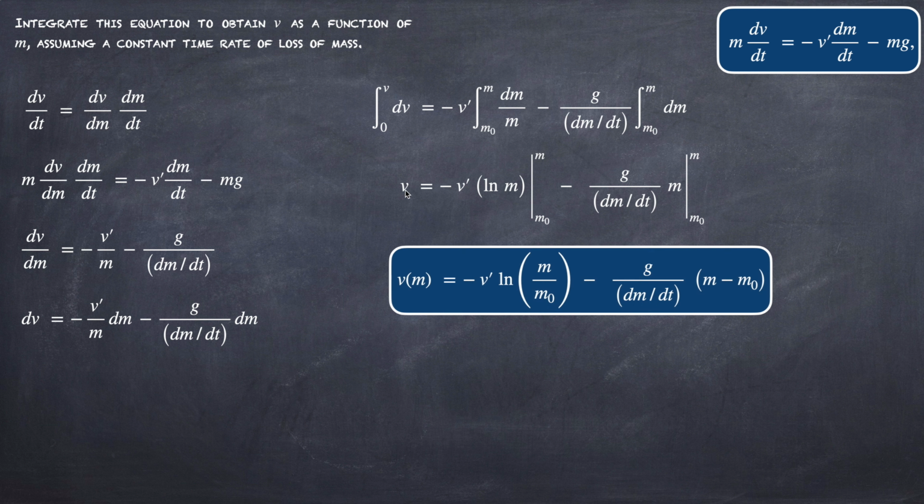And the final result will be v, and let's emphasize that this is a function of m, equals negative v prime logarithm of... So here we will get the logarithm of m subtracted by the logarithm of m0. And that is the same as the logarithm of m over m0, subtracted by g over the m dt, multiplying m subtracted by m0.